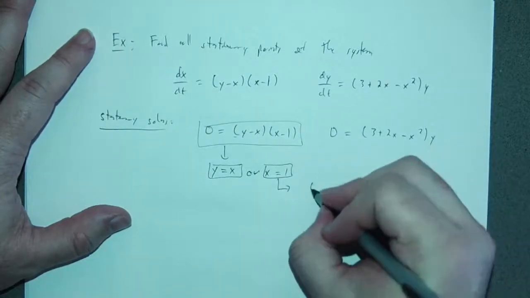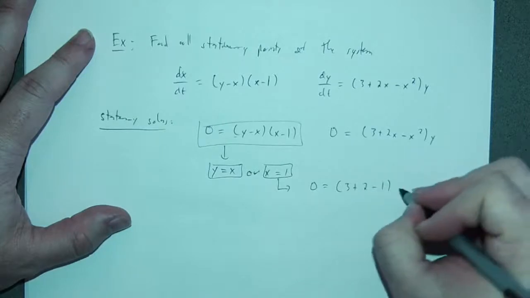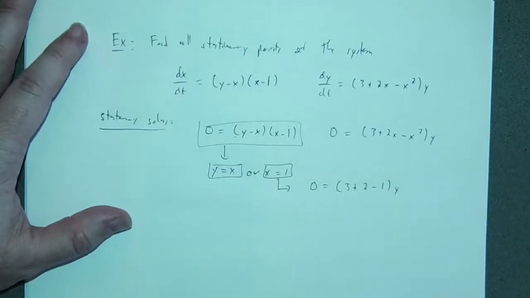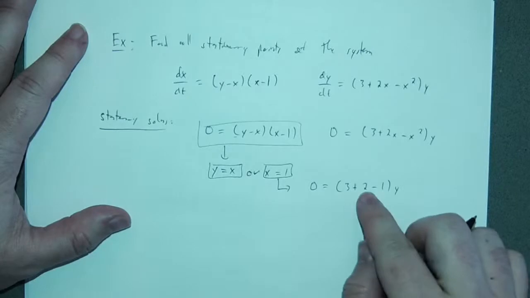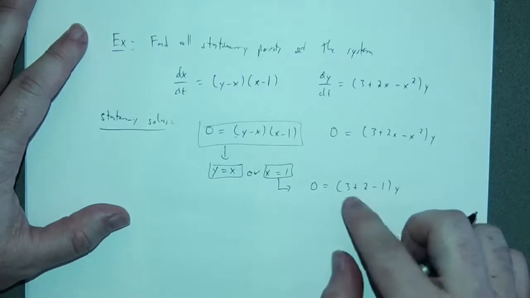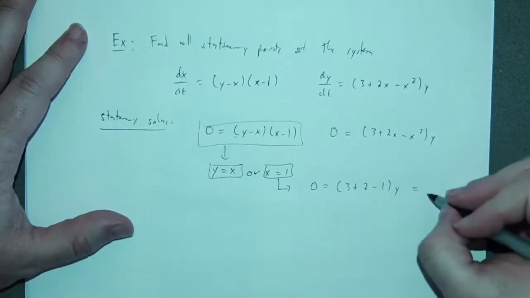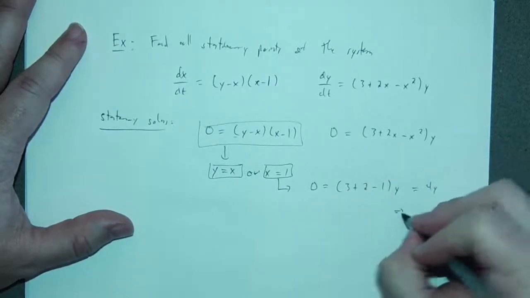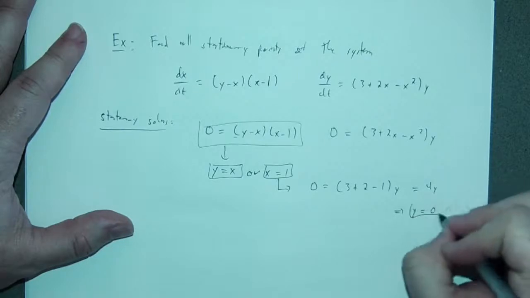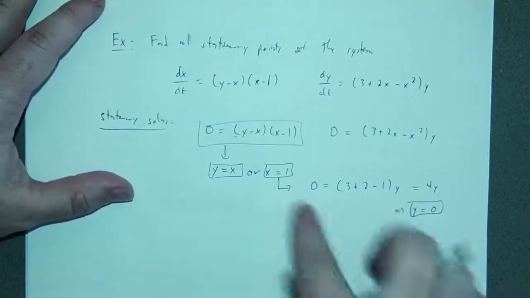If x is equal to 1, then 0 is equal to (3 plus 2 minus 1) times y. What is that 3 plus 2 minus 1? That doesn't really matter because this is equal to 0. So this is 4y equal to 0, which implies that y is equal to 0. Okay. So y is equal to 0 here.